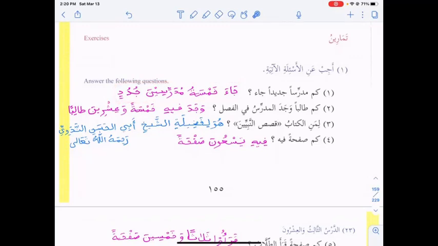Kam mudarisan jadidan ja'a. How many new teachers came? How many? Ja'a khamsatu mudarisina. 5. So where is the fa'il? Khamsatu, wahuwa mudaf. Mudarisina mudaf ilayhi, jadidin. Not mudarisina, but majrur, because it is mudaf ilayhi. Majrur bil ya, li'annahu jama mudhakkar salim.